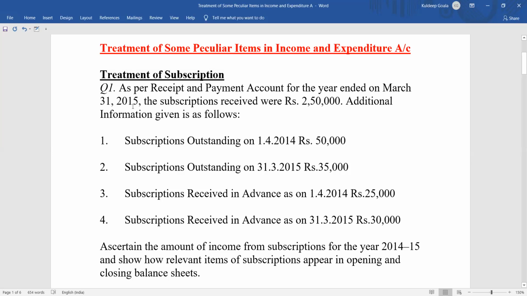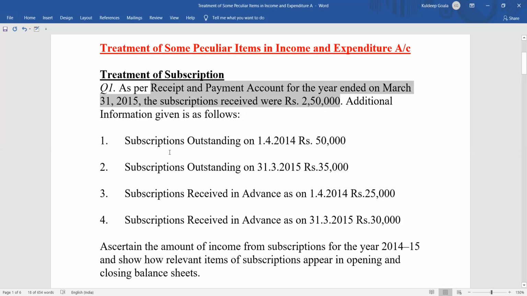So here is a question. Let's start with that. As per the receipts and payment account for the year ended 31st of March 2015, the subscription received was 2,50,000 and additional information was as follows. The receipts and payment account showed that we have received a subscription of 2,50,000 as on 31st of March 2015.